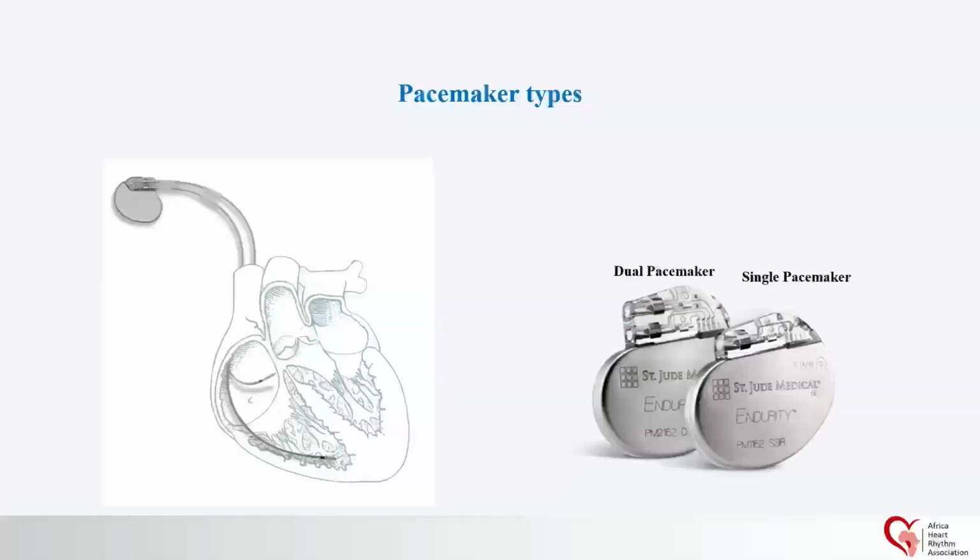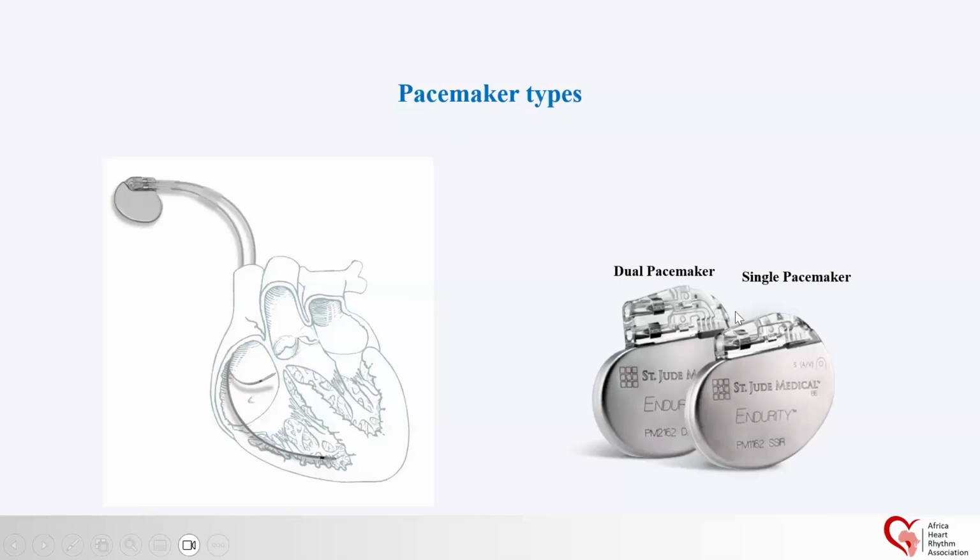So for pacemakers, we have two types of pacemakers: dual chamber pacemaker and single chamber pacemaker. For our company, we have Endurity, and Assurity as the last generation. In this presentation, we will cover Endurity because it is the basic and the most implanted pacemaker in our region.